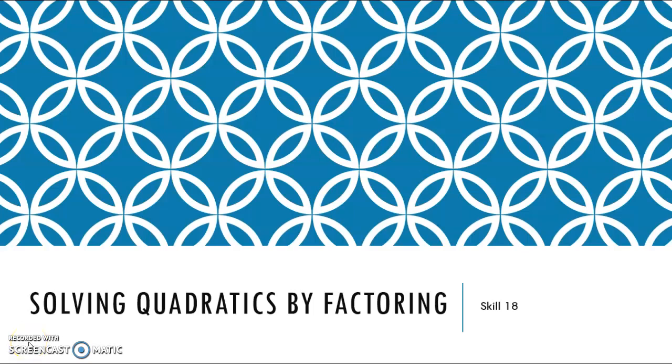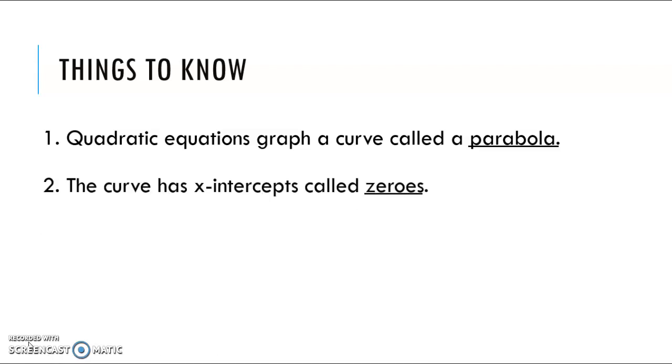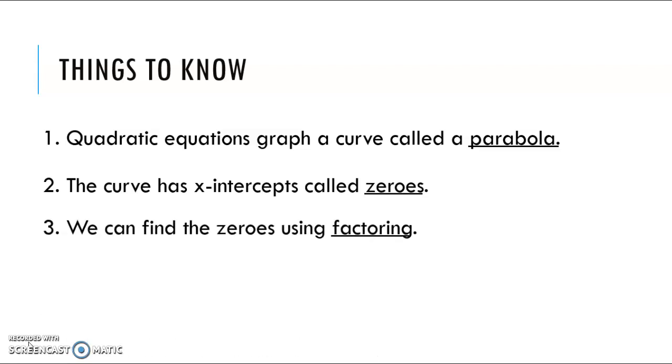Today we're going to talk about solving quadratics by factoring. So some important things to know. First, quadratic equations graph a curve called a parabola. The curve has x-intercepts, which we're going to refer to as zeros here. We can find those zeros using factoring.